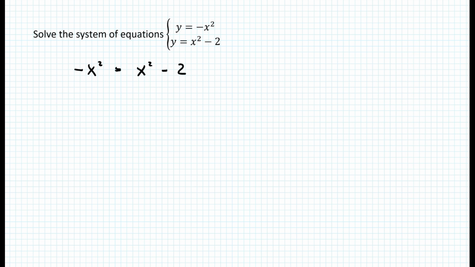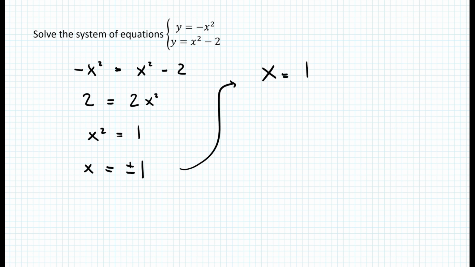So let's isolate for x. What we can do is add 2 on both sides. So we have 2 is equal to 2x squared. So we end up with x squared equal to 1. So that means that x, when you take the square root on both sides, remember that it's always plus or minus 1. So now we have 2 different x values. One of the x values is 1, and the other x value is equal to negative 1.